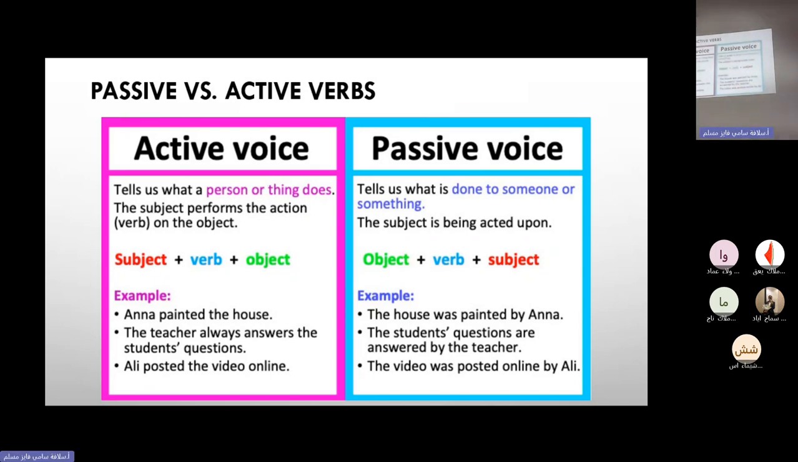Ali posted the video online. Ali is the subject, posted the verb, the video online is the object. This is the structure of the active sentence.